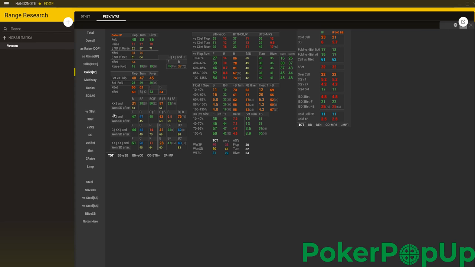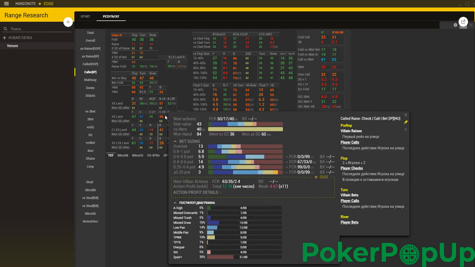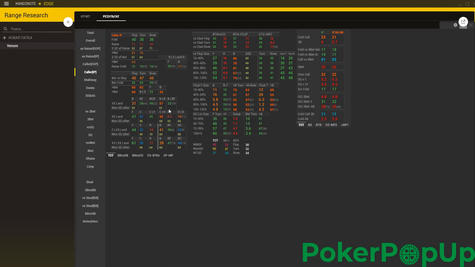Down here we have his reaction to delayed c-bet when he's in position. Fold, call turn and fold the river, call turn and bet the river to a check from the open raiser, raise the delayed c-bet, or raise the delayed c-bet and bet on the river.